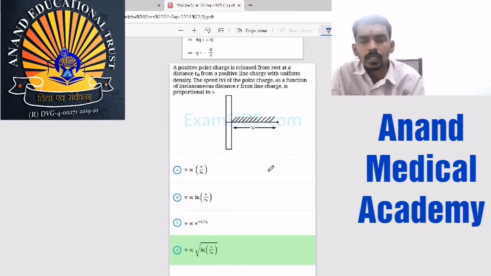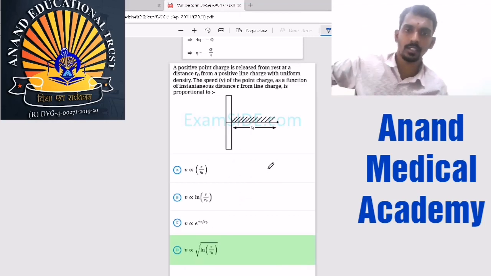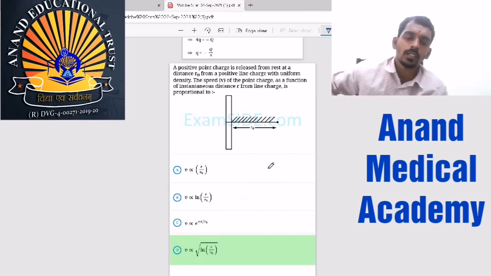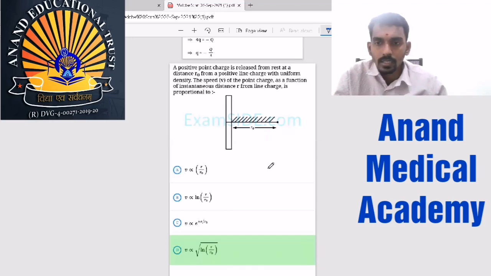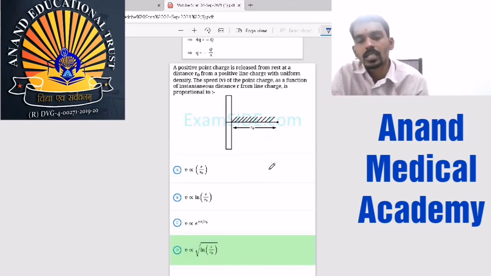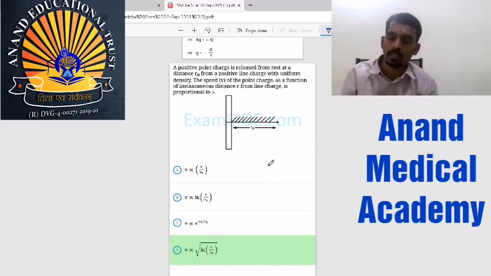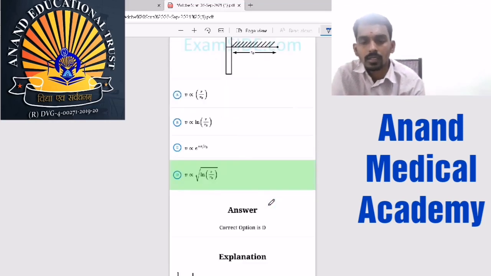Now here a positive point charge is released from rest at a distance r naught from a positive line charge. Find the speed of the point charge as a function of instantaneous distance from the line charge. It is a little bit tough question because you have to go for work done. Work done equals charge into potential difference, which is equal to change in kinetic energy. So they are trying to combine the work energy theorem with electrostatics. Very rarely, but sometimes we can expect a few difficult, mathematical based questions like this.